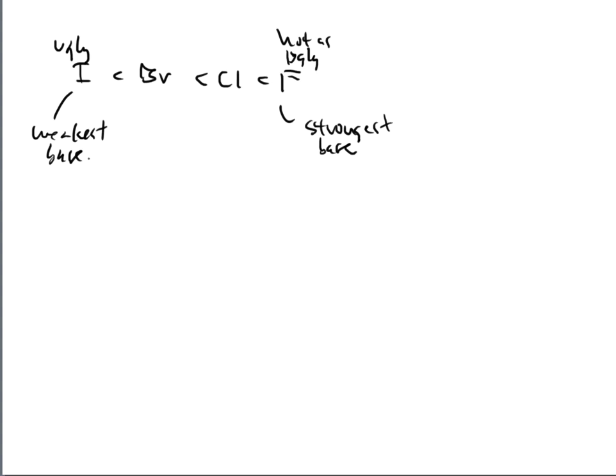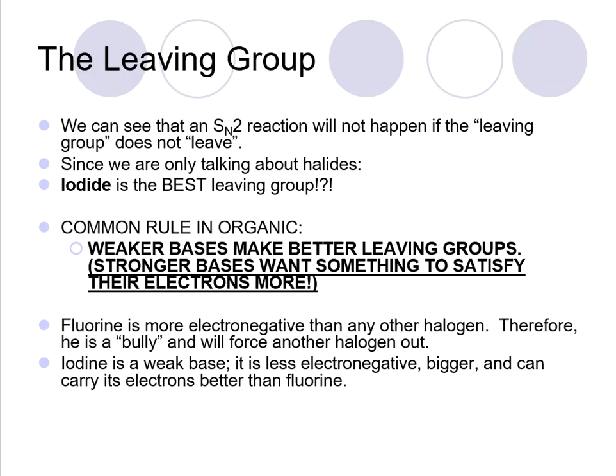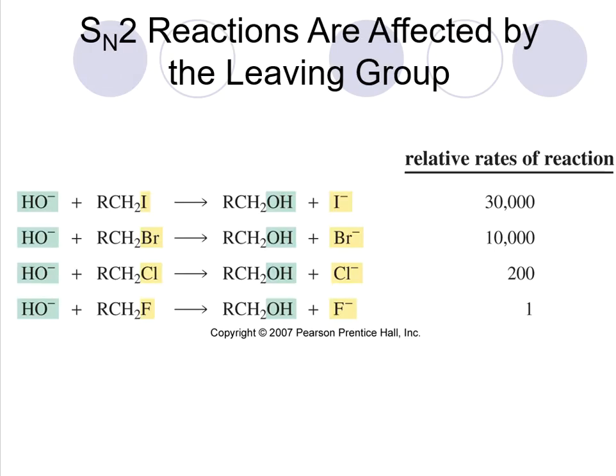So to give you an idea of what this actually translates into, here's a chart that gives you the rates of the reaction. So here, if you look at the alkyl halide, in this case iodide, reacting with a nucleophile, which is OH, this reaction happens, and this is the rate of that reaction, 30,000, folks. Bromide, 1/3, 10,000.